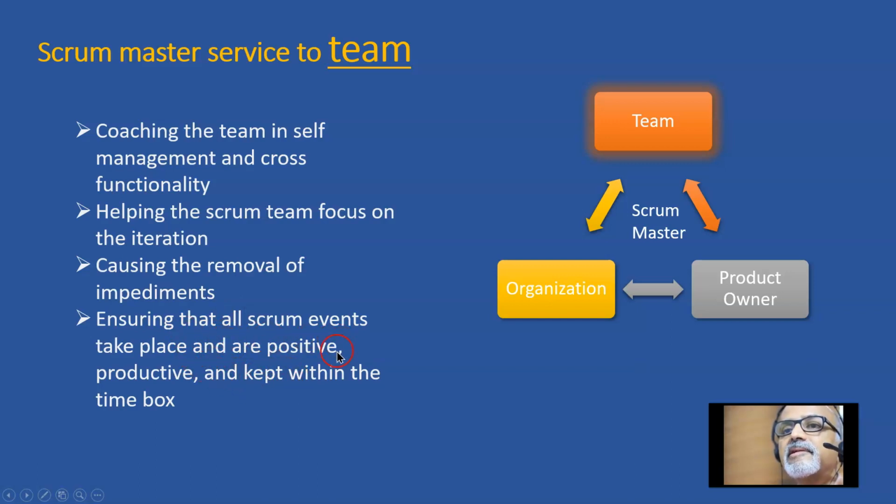And ensuring that Scrum events take place and are positive, productive, and kept within the time box. This time boxing is very critical in Scrum. Of the three pillars of project management, time, cost, and scope, in Scrum, what is non-negotiable is the time. Time cannot be negotiated. If we say a planning meeting is a 4-hour meeting, it should get over in 4 hours. If you say the daily Scrum or the daily stand-up meeting is for 15 minutes, it should get over in 15 minutes.